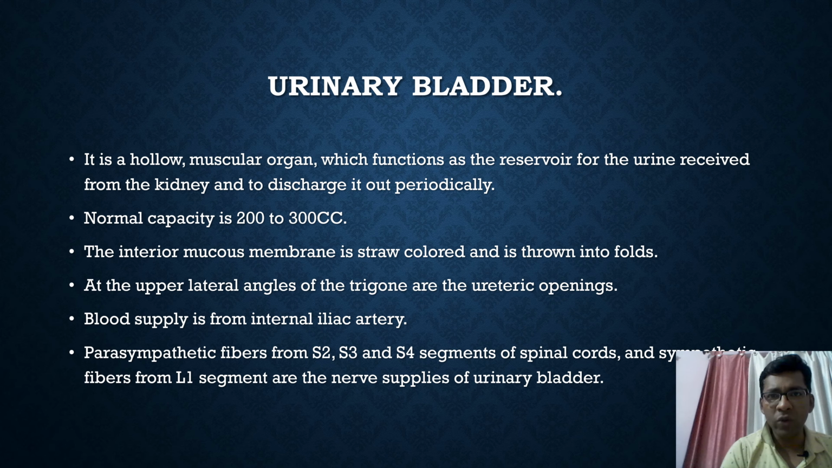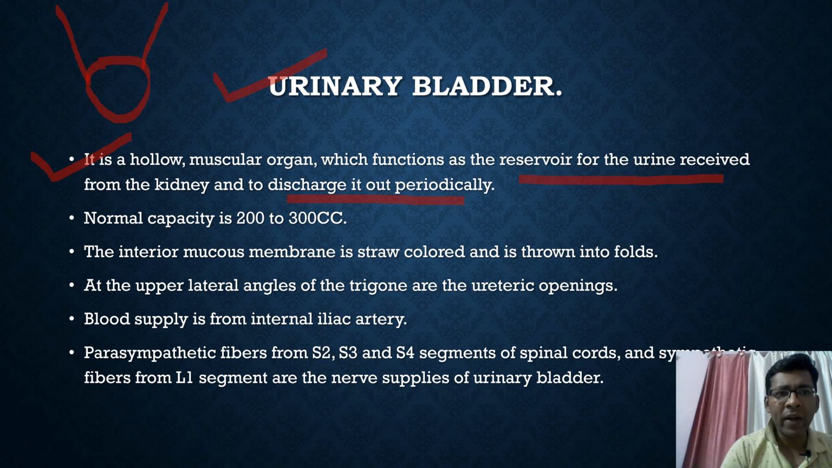So urine has come to the urinary bladder. Let us study the urinary bladder in detail. It is a hollow muscular organ. This is the urinary bladder, with both ureters joining here and bringing urine from the kidneys. This is the storehouse, the reservoir of urine, and it discharges it periodically. Normal capacity is 200 to 300 cc. The interior mucous membrane is straw colored and is thrown into folds.